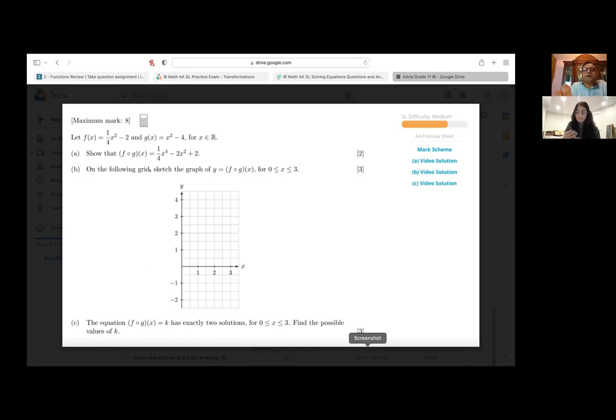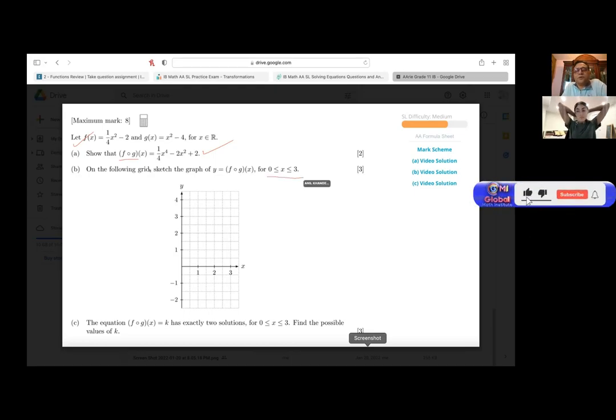Okay, so let us say this is given to you. f of x equals 1/4 x squared minus 2. g of x is also a quadratic function, x squared minus 2, both belonging to real numbers. Now you found the function of function, which is 1/4 x to the power of 4 minus 2x squared plus 2. On the following grid, sketch the graph of this function, with x from 0 to 3, both included. How did you sketch this graph, and how did your graph look? Can you tell me, please?